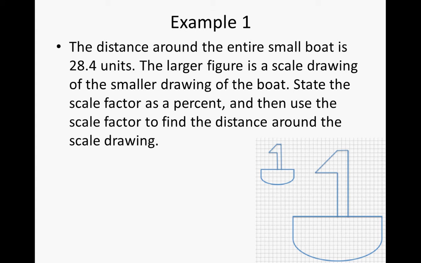The distance around the entire small boat is 28 4/10 units. The larger figure is a scale drawing of the smaller drawing of the boat. State the scale factor as a percent, and then use the scale factor to find the distance around the scale drawing.